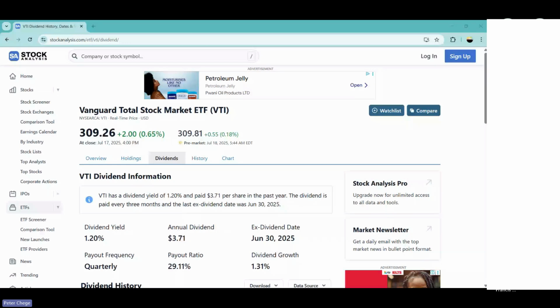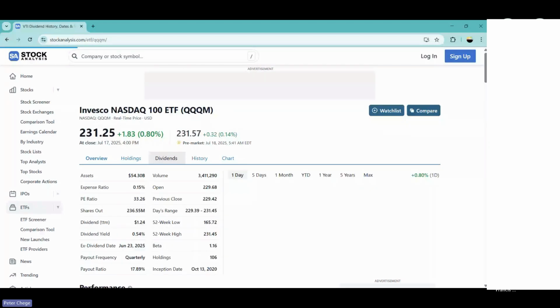Let me see if we can get another stock. We have seen a dividend one. Let's see triple Q and SPY. So triple Q. See whether we can get it. It is here. Again, the price is 231.